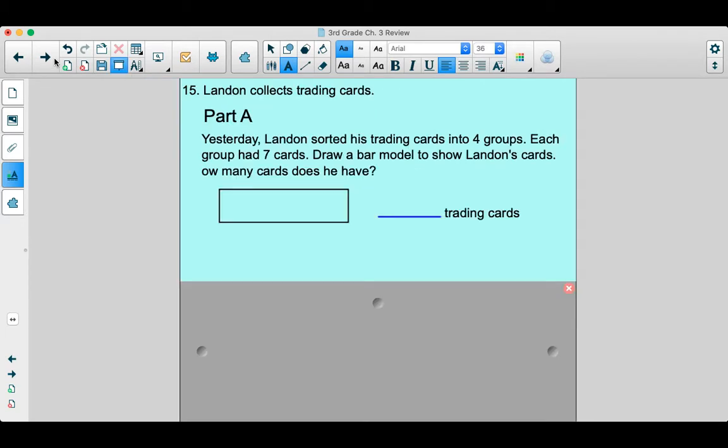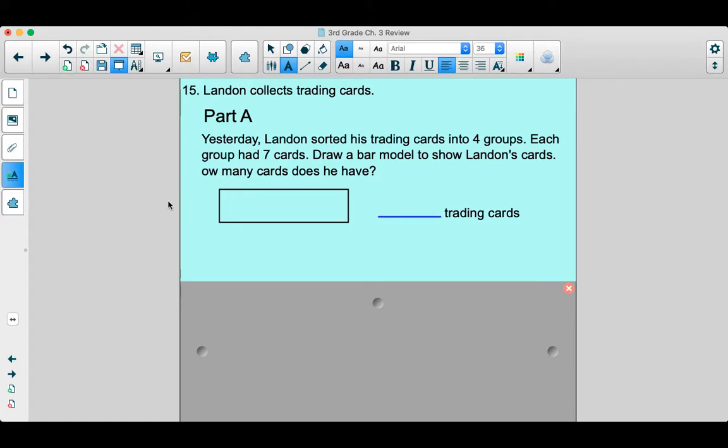All right, we're on to number 15. So we have actually skipped page 134. I'm pretty confident that you're able to do those without my help. So we're going on to number 15. We're on page 135. It says, Landon collects trading cards. Okay, that's easy to imagine.